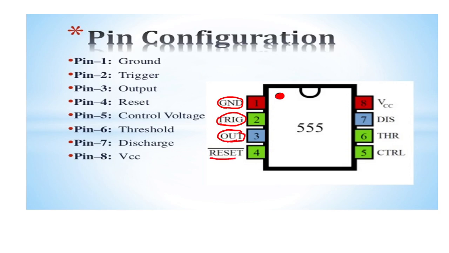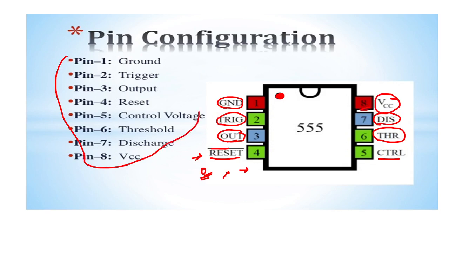Here the reset pin is used, that is the pin 4, active low. If you give a low pulse at the 4th pin, then the circuit will reset. If you give a high pulse, it won't reset. So you have to give the negative pulse over there. Then the control pin is pin number 5. Pin 6 is my threshold pin. What exactly threshold is, we'll discuss in the internal diagram. Pin number 7 is my discharge pin, and the supply, positive VCC, is given at pin number 8. So this is all about the pin configuration of the 555.